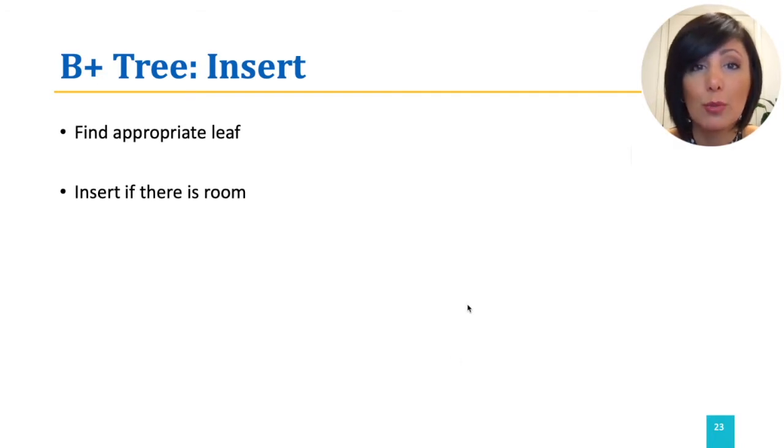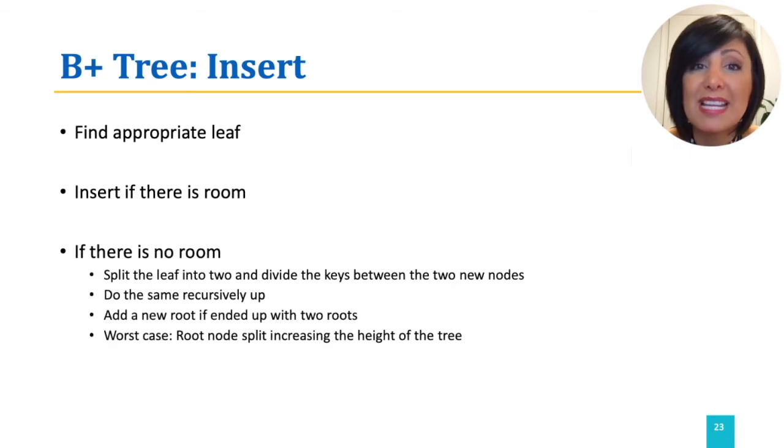If there is no room at the found leaf node, there is a need for split operations. Split operation means adding a new node and dividing the keys in the leaf node between the two nodes. This is in order to keep the minimum occupancy requirements.